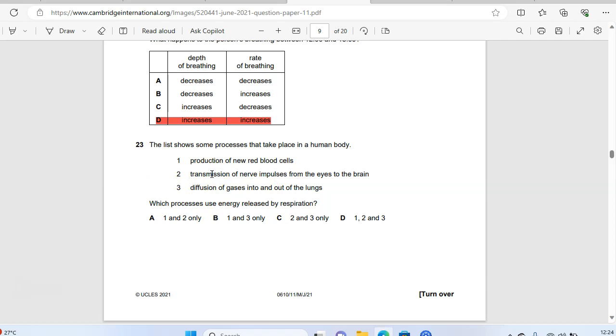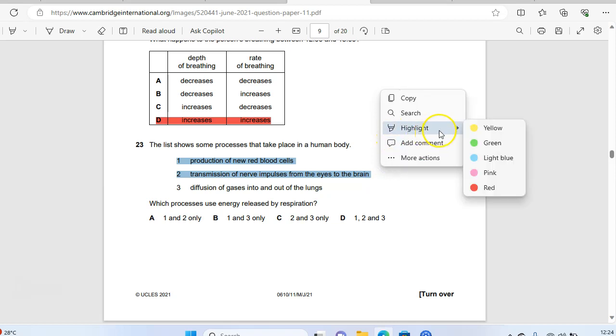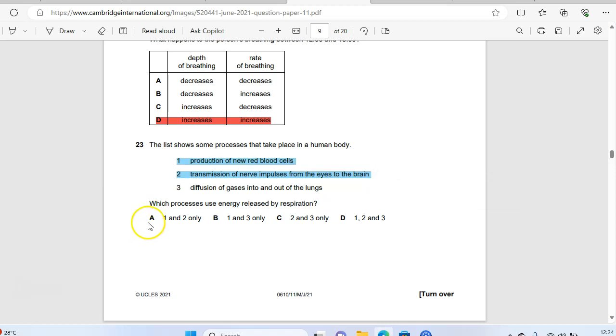ATP is involved during active transport. Production of the new red blood cells involves energy and transmission of nerve impulses. So 1 and 2, they both are right answers. So your right answer is A.